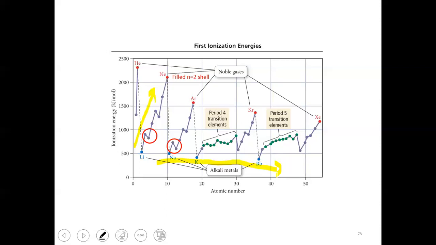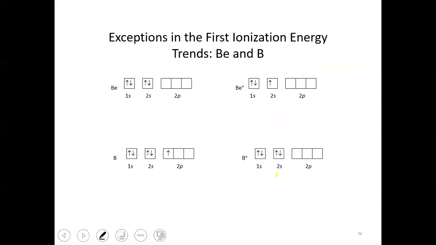Kind of breaks the trend in there. So in terms of going, instead of going up, it goes down. Let's see if we can explain that very briefly. Here is the electron configuration of beryllium and boron on the left.